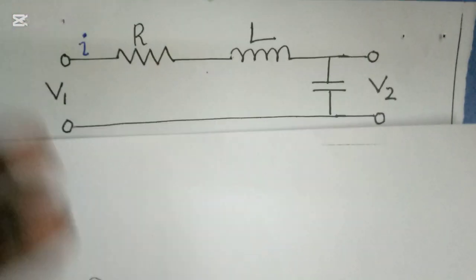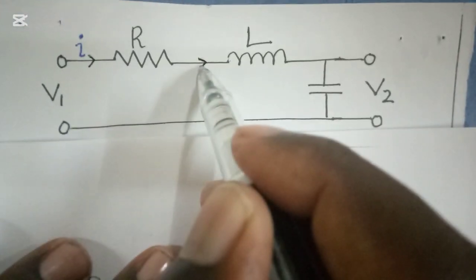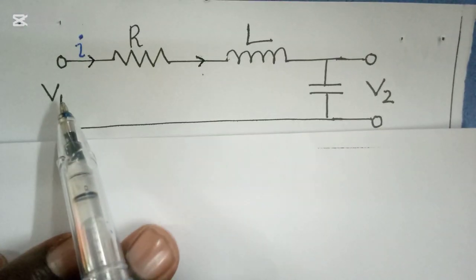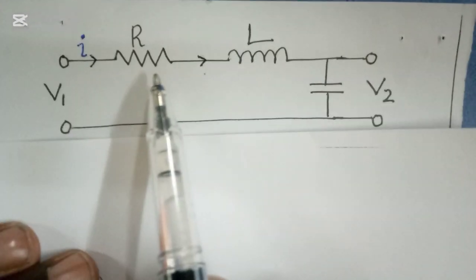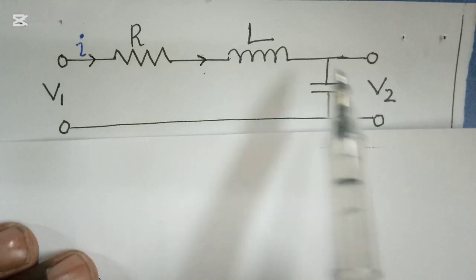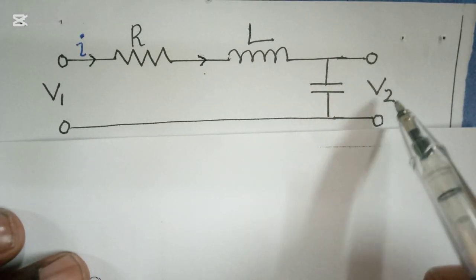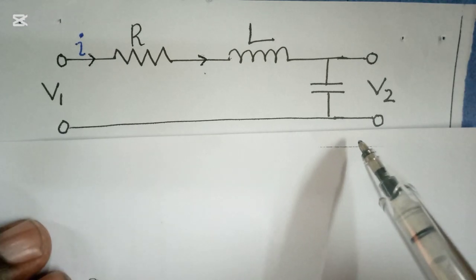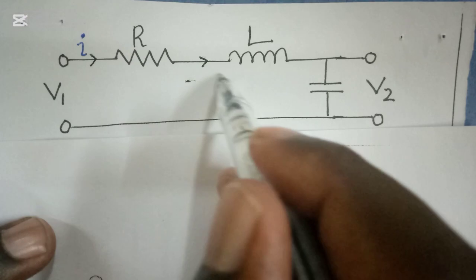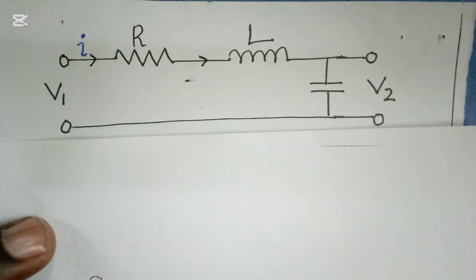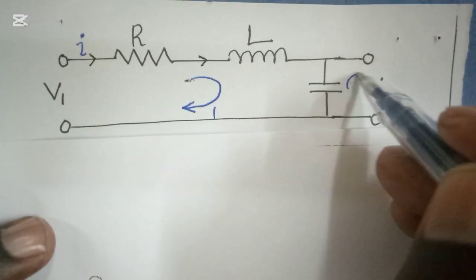In this figure, we have the current flowing in this way. As the current flows, we have V1, which is our input, and the current will flow through R and through L, and then through the capacitor. Across the capacitor, we have V2, which is our output. So we are going to have two loops like this, which we can call loop 1 and loop 2.